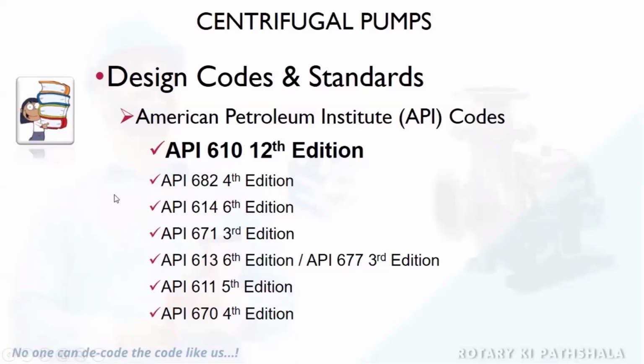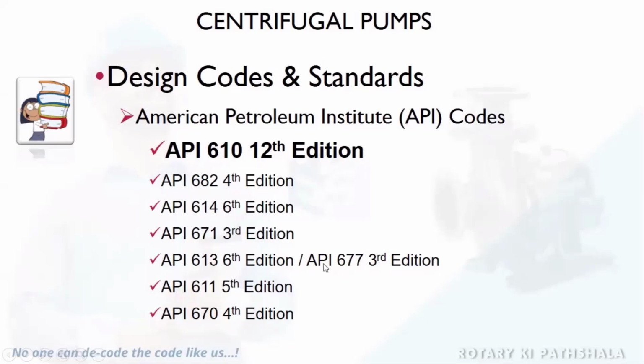Now here we are not buying only the pump. There are the auxiliaries also. So these are the codes and standards which are applicable for the auxiliaries. API 682 is applicable for the mechanical seal, which is a part of the centrifugal pump. API 614 is for the lubrication system to the bearings of the centrifugal pump. API 671 is for the coupling. API 613 and 677 are for the gearbox.